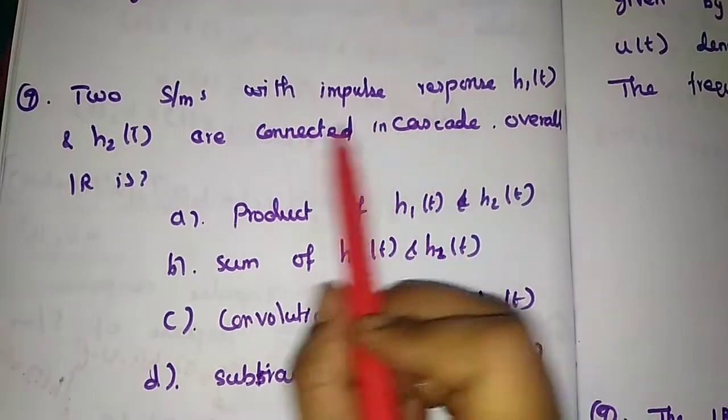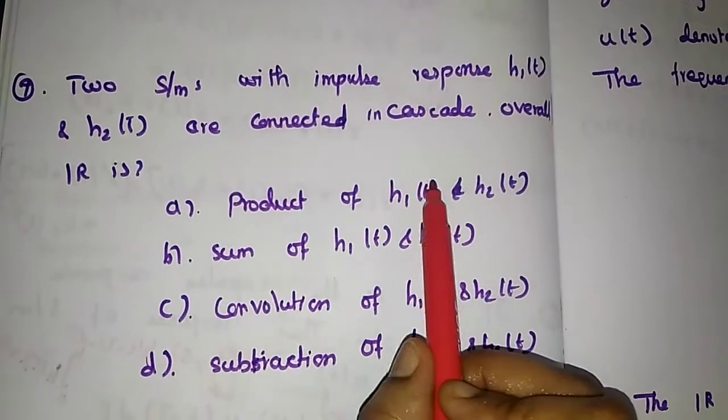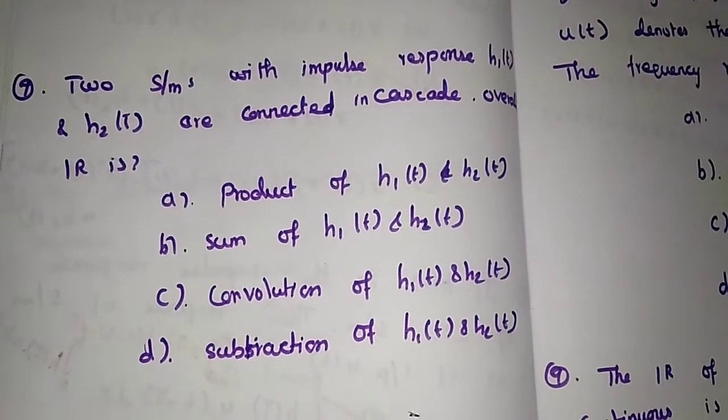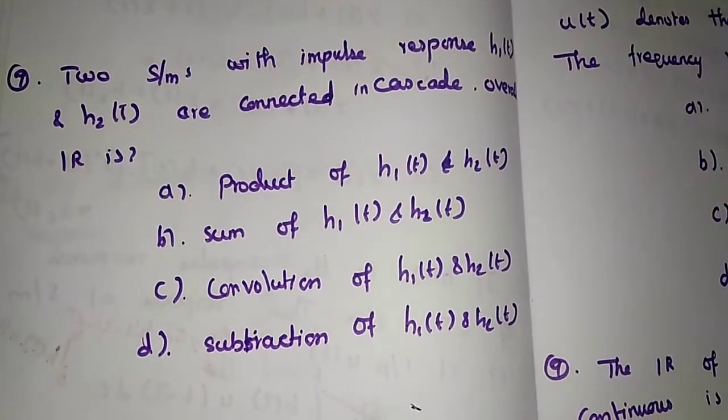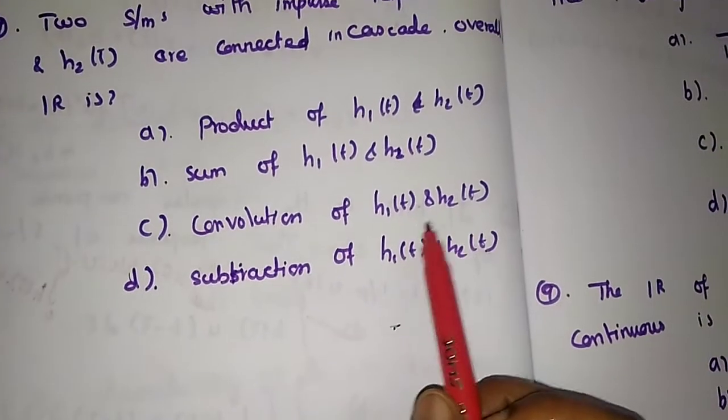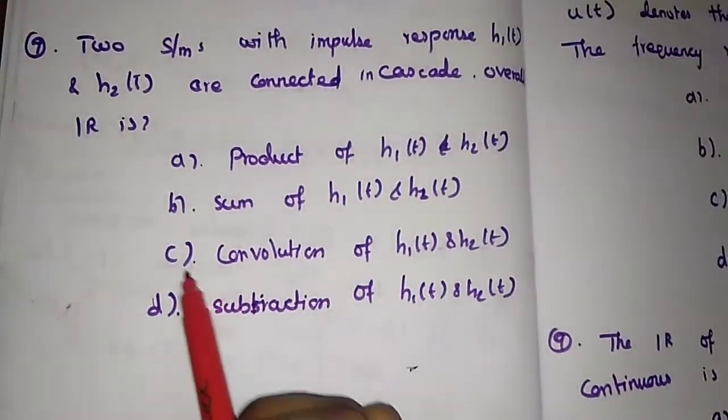Two systems with impulse responses h1(t) and h2(t) are connected in cascade. The overall impulse response is? This is the associative property, and we know the series connection of h1(t) and h2(t) can be replaced with the convolution of h1(t) and h2(t). So here the answer is C.